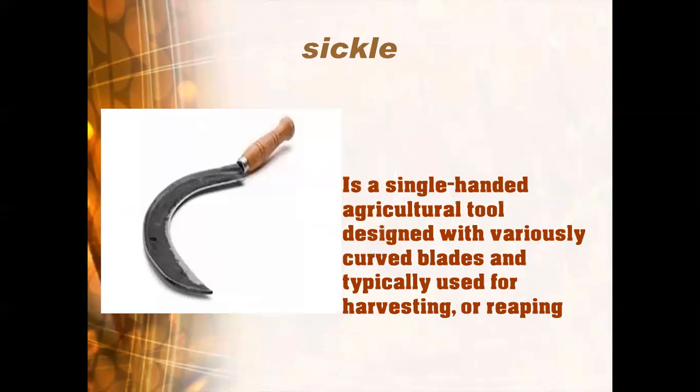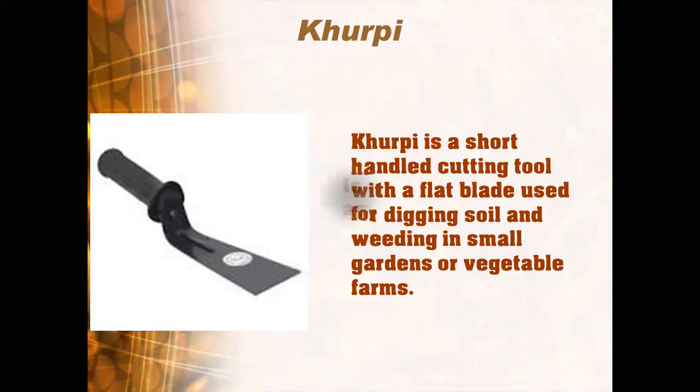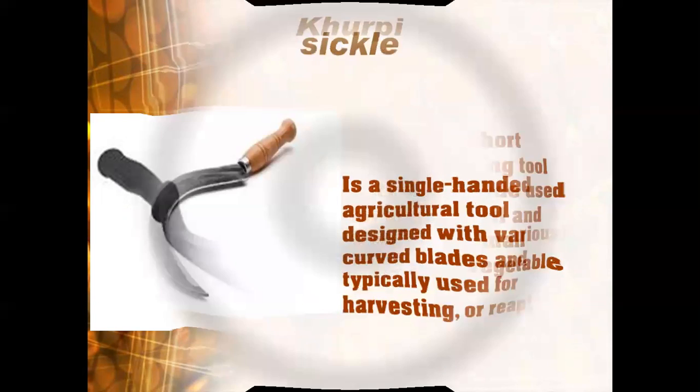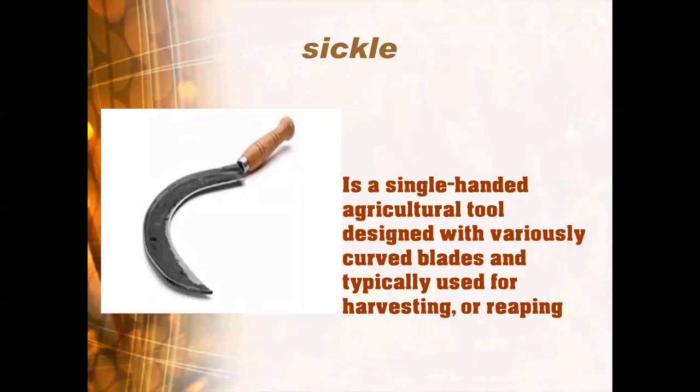Then the second tool is sickle. It is also a single-handed agricultural tool designed with a curved blade. So, what is the main difference between Karpi and sickle? Karpi has a flat blade-like structure, whereas sickle has a curved blade-like structure, which helps in harvesting or reaping.